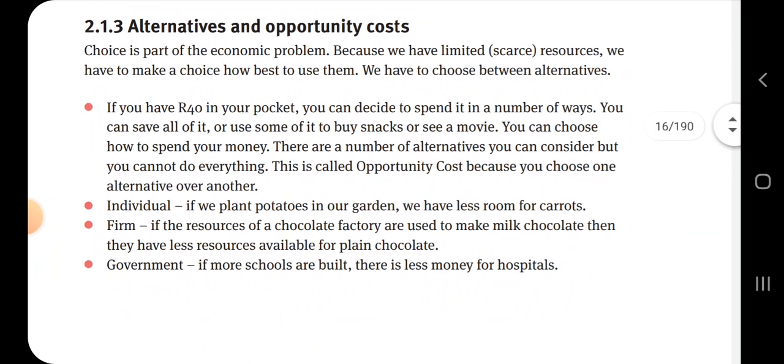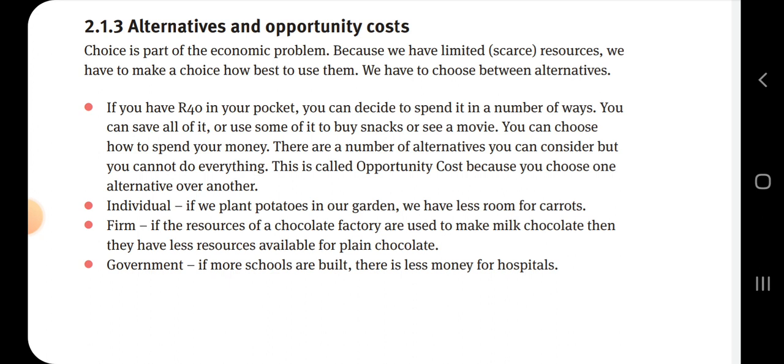So there are alternatives and opportunity cost. Choice is part of the economic problem. If you have 40 rand in your pocket, you can decide to spend it in a number of ways. You can save all of it, use some of it. You can choose how to spend your money. There are a number of alternatives you can consider, but you cannot do everything.